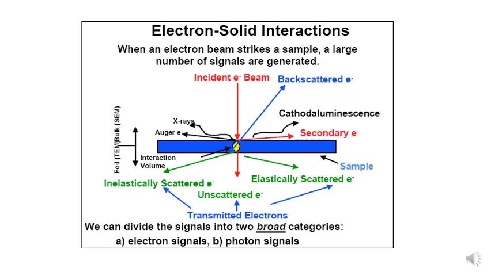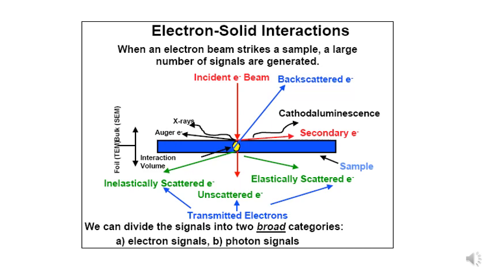That's why it goes up a bit higher compared to the secondary electron. At the same time, it will also release cathodoluminescence, and it also emits X-rays and Auger electrons. Okay, so in many cases they will have what we call unscattered electrons. But for SEM, the most important is the secondary electron. You can also see that we have inelastically scattered electrons and elastically scattered electrons.